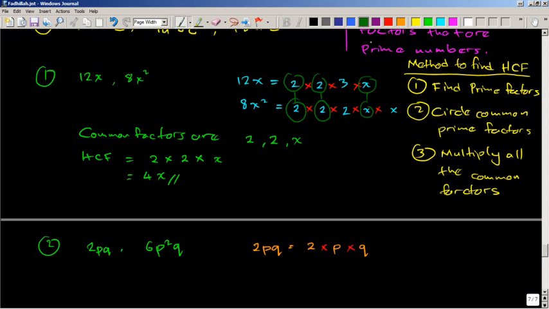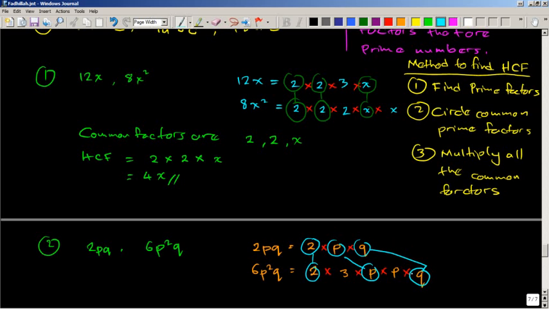And then 6p squared q. What are the factors? Is 2 times 3, kemudian times what? Times p, times p again, because p squared, and then times q. Okay, and then let's go find the common factors. Common factors 2 and 2, alright, and then p and p, right, and then q and q. There you have it. So that is the second step, to circle all the common prime factors.